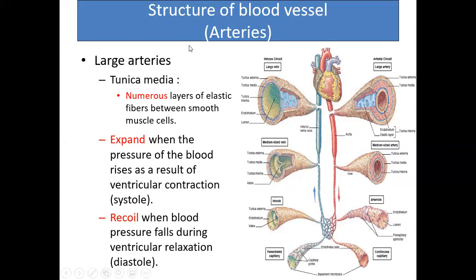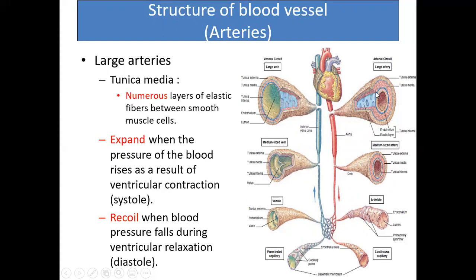For each type of artery that we have, let's start by discussing the large artery. What are the characteristics of the large artery if we compare it to the other remaining arteries? If you see from this picture, this is the large artery on the right hand side. The tunica media has numerous layers. It has a lot of layers of elastic fiber present in between the smooth muscle cells. If you try to imagine a layer cake, it's quite similar.